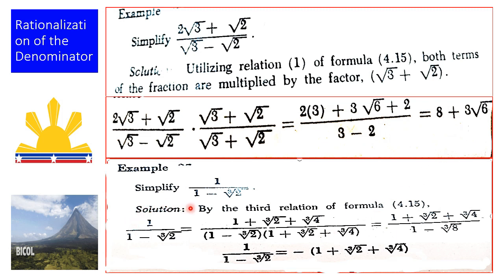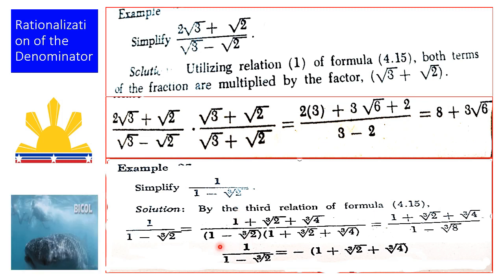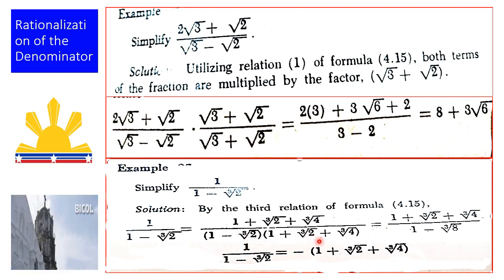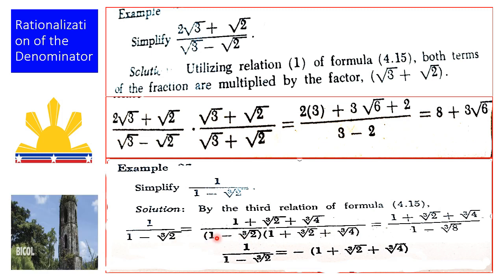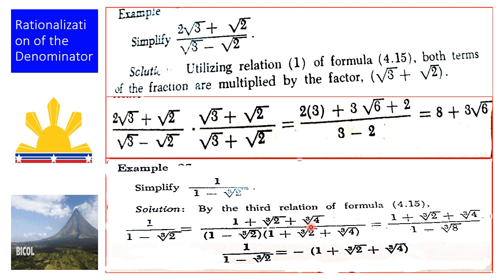Another example, we have to simplify 1 over 1 minus cube root of 2. So, yung conjugate niya. Ano yung conjugate niya? 1 plus cube root of 2 plus cube root of 4. So, ito po yung binigay sa ating formula dun sa nakaraang slide. So, therefore, 1 plus cube root of 2 plus cube root of 4 all over 1 minus cube root of 8.